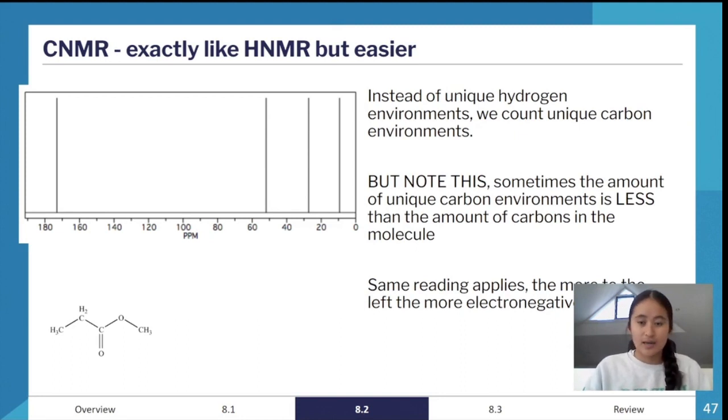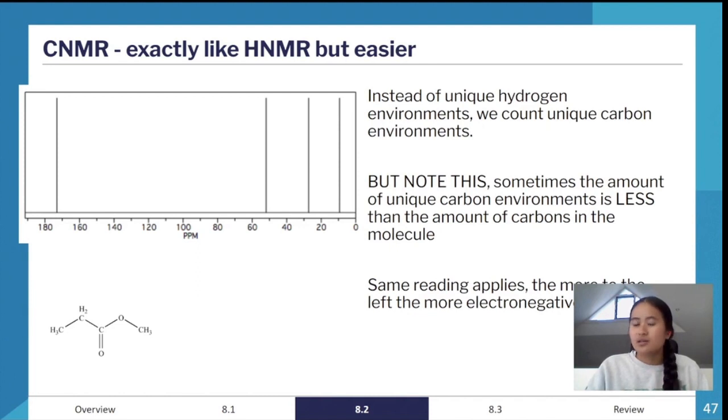Let's take pentane, for example. Pentane has 5 carbons just in a line, and that does not mean there are 5 unique carbon environments. There are actually only 3 unique carbon environments because it's symmetrical. You've got the 2 on the end, which are the same, and then the 1 in the middle. So those are the 3 unique carbon environments of pentane. It's not 5. Sometimes the amount of unique carbon environments is less than the amount of carbons. It's never going to be more.